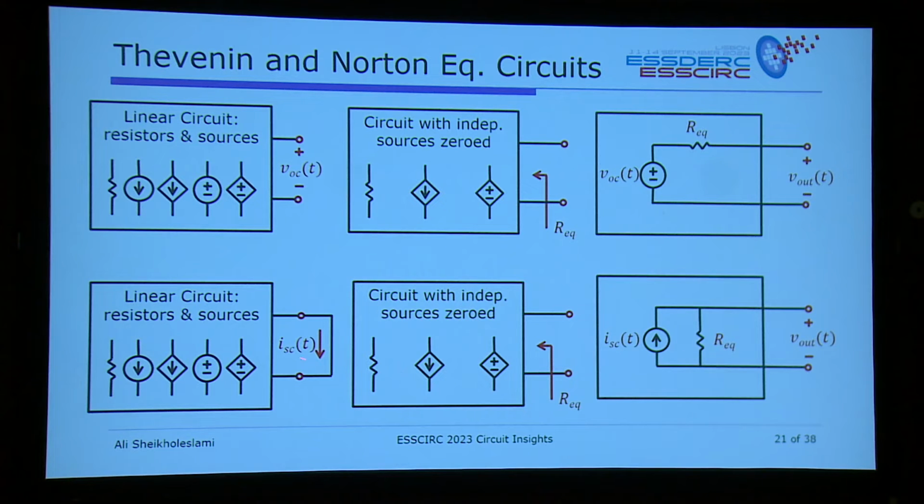If you want to go for Norton, instead of opening it, you short this. You get rid of the load again, you short this, you find the short circuit current I. R equivalent is the same as here, and you can put them in parallel, and this becomes the Norton equivalent circuit. This is true for any linear circuit.